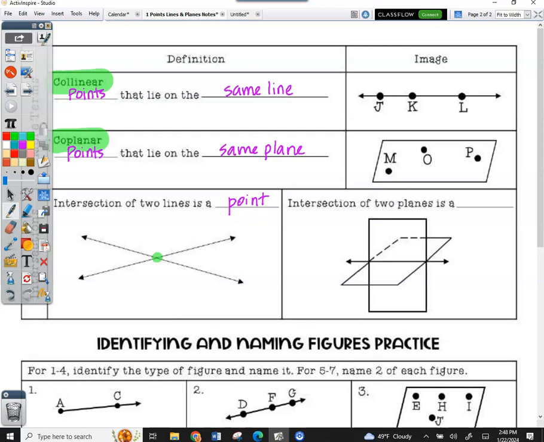Describe to me what forms when two planes intersect. What do they have in common? When two lines intersect, they have a point in common. When two planes intersect, they have a line in common. Please take your highlighter and highlight this. Highlight this line right here.